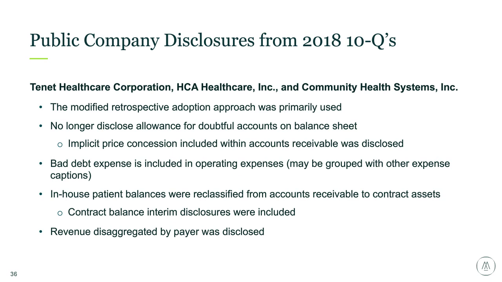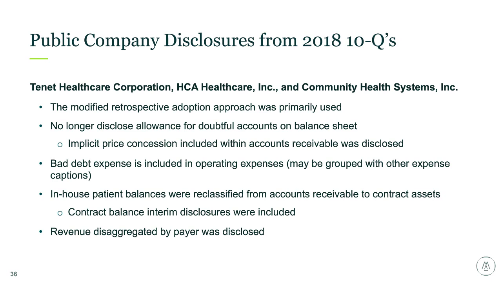There's no longer a disclosure of allowance for doubtful accounts. The portion that would now be considered implicit price concession is included in the net accounts receivable number, and there's disclosure around that later in the financial statements, but you don't see that highlighted on the balance sheet. And of course, bad debt expense is now included in operating expenses. Under the new definition, bad debt expense rolls into operating expenses, and what was previously bad debt that is now implicit price concessions nets into net patient service revenue.